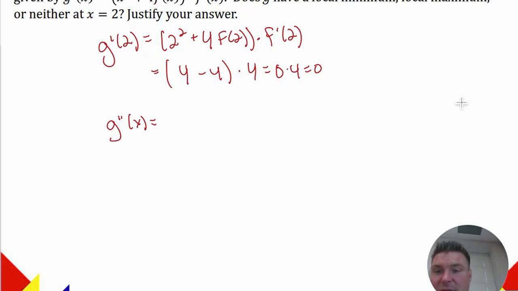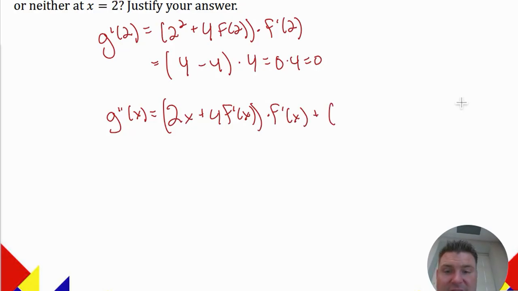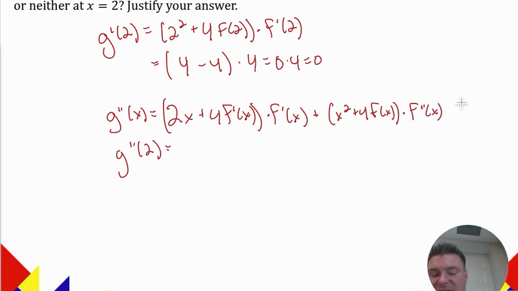So let's real quickly find out what g double prime of x is. Again, we have some more product rule here. So the derivative of the squiggly, which is first, is going to be 2x plus 4f prime of x. And that was the derivative of that squiggly term. Plus, we're going to leave that squiggly term now, times the derivative of the straight underline one, f double prime of x. I don't need to simplify it. I just need to substitute in a 2 and see what I get here.